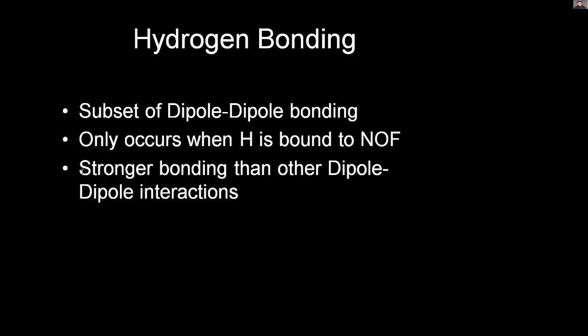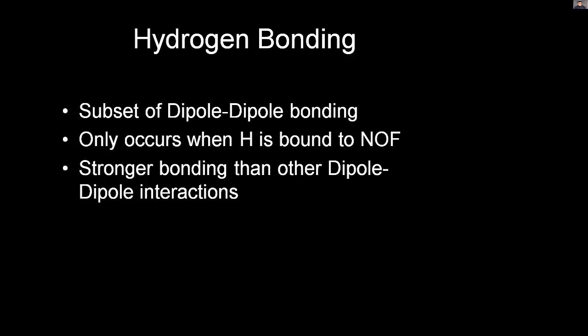This is a subset of dipole-dipole bonding. This is a specialized dipole-dipole. This only happens when you have hydrogen that's bound to nitrogen, oxygen, or fluorine. We call them the NOF group. And this is stronger than other dipole-dipole interactions. And that's why it's given the special name of hydrogen bonding.